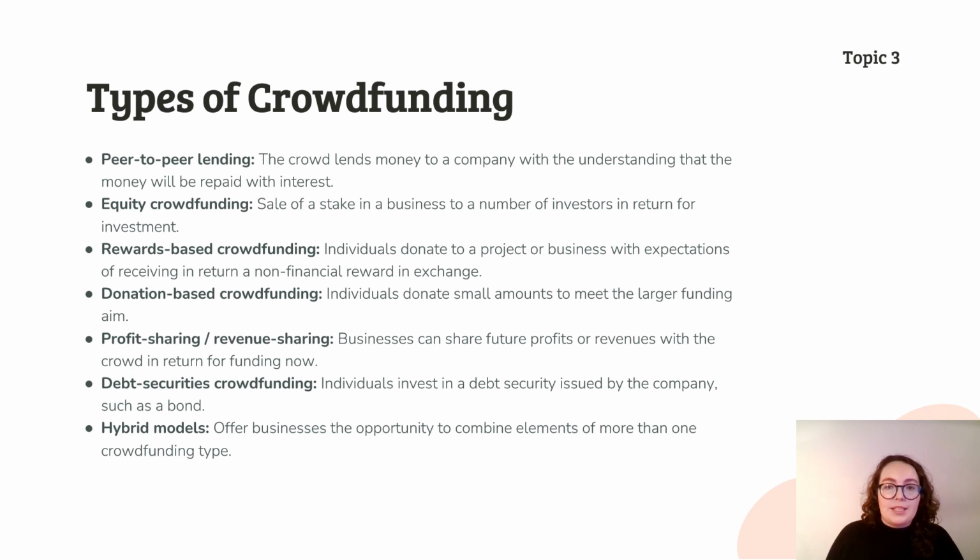Profit sharing or revenue sharing. This is where businesses can share future profits or revenue with the crowd in return for funding now. Debt securities crowdfunding. Individuals invest in a debt security issued by the company, such as a bond. Hybrid models offer businesses the opportunity to combine elements of more than one crowdfunding type.